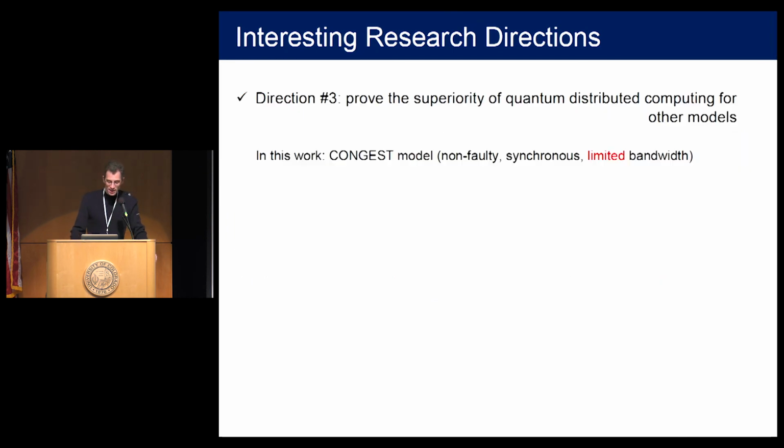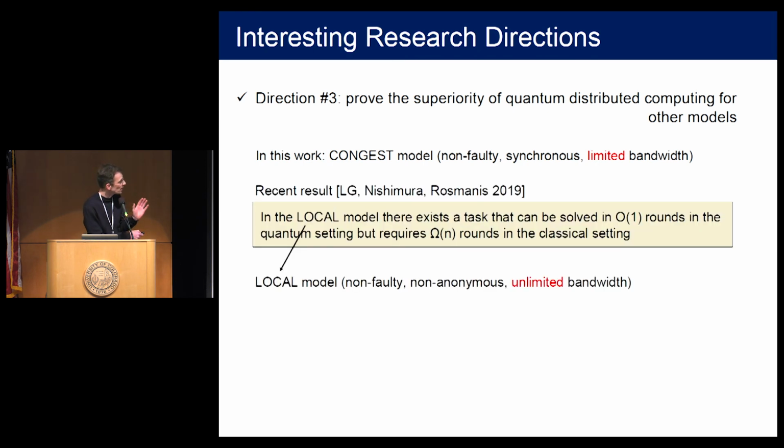And the last one would be to prove a superiority of quantum distributed computing for other models. So in this work, we considered the CONGEST model, which is one of the most important models in distributed computing. But there are other models. And in particular, there is a very important model, which is the LOCAL model.